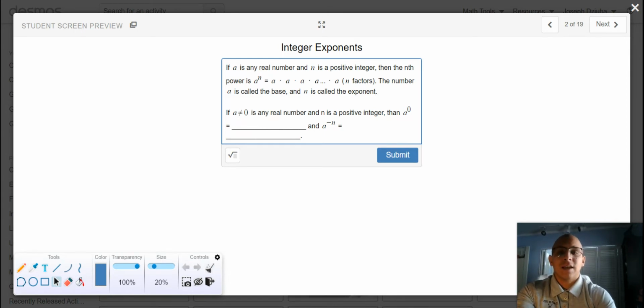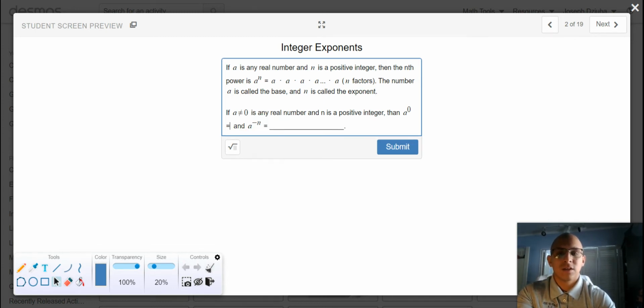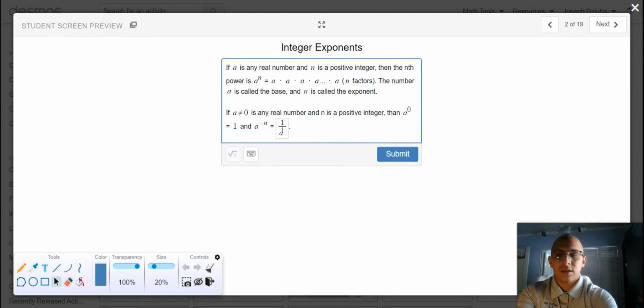If a does not equal 0, and n is a positive integer, then a to the 0 is equivalent to 1, and a to the negative n, if you've forgotten, is really a rational expression. I'll use the math type button here so it all looks good.